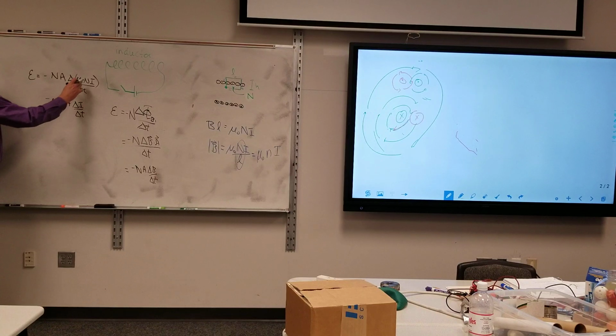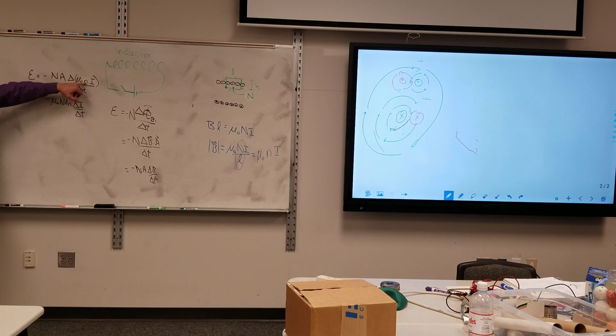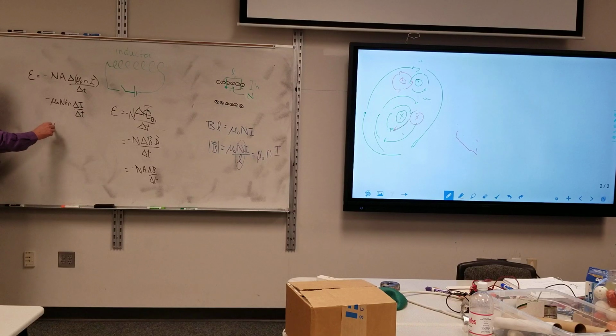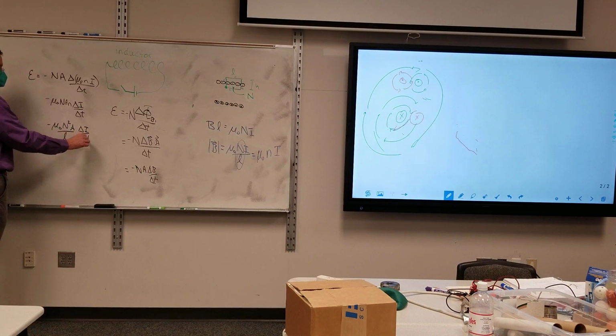Oops, there's a mistake there. Lowercase n. This n, lowercase n, comes out. It is the coil density, it's the number of loops per length, so this would be negative mu naught capital N squared A over the length of the entire solenoid times delta I over delta T.